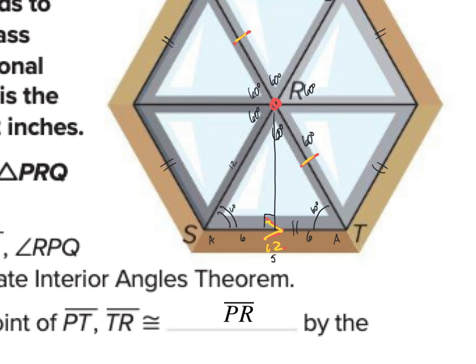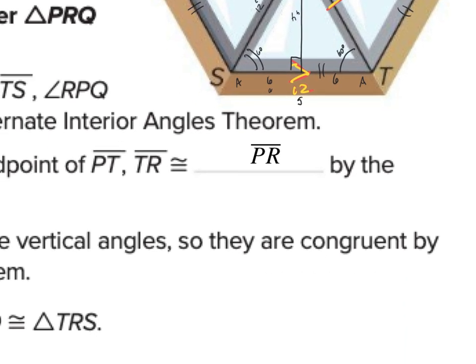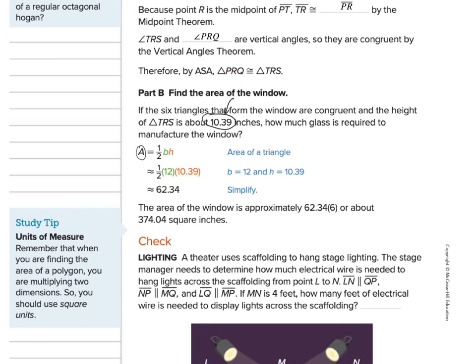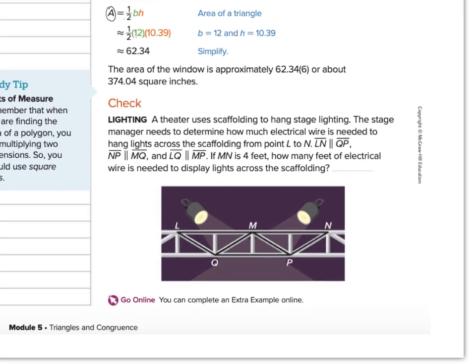So I'm actually able to figure out the height by using the Pythagorean theorem. This would be my a squared plus b squared equals c squared. So that's how they came up with that height that they gave us. And then they were able to find the area of one window, and then multiply it by 6, because there are 6 windows that they're trying to find. All right.